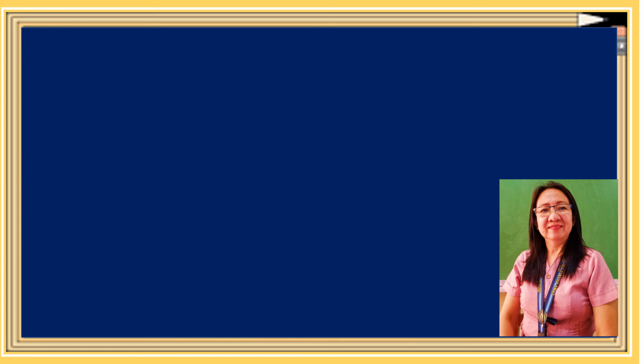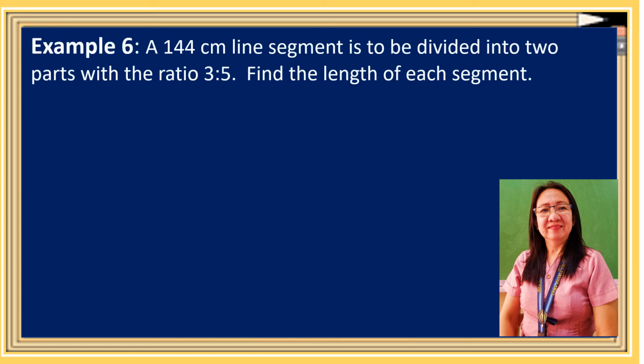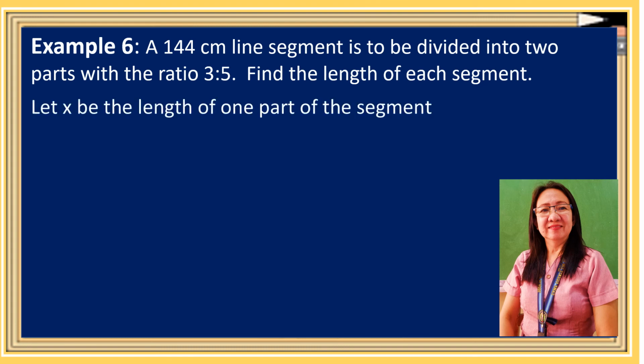Now let us see another application in our example number 6. A 144 centimeters line segment is to be divided into two parts with a ratio 3 to 5. Find the length of each segment. So we have to represent x as the length of one part of the segment. So we will consider the ratio 3 to 5.